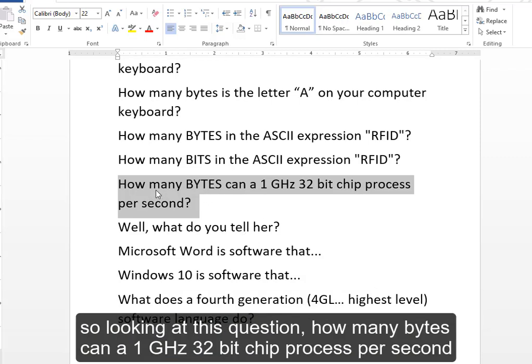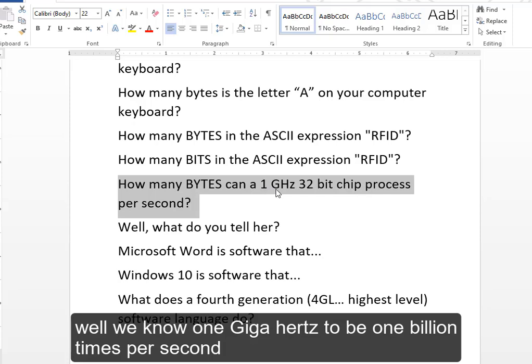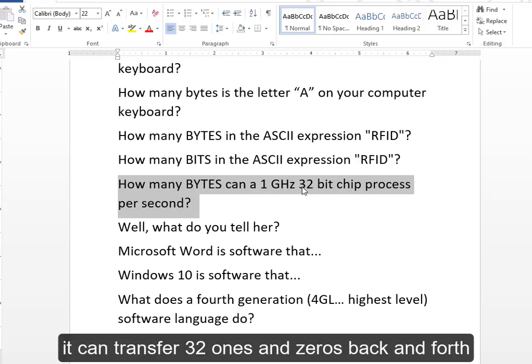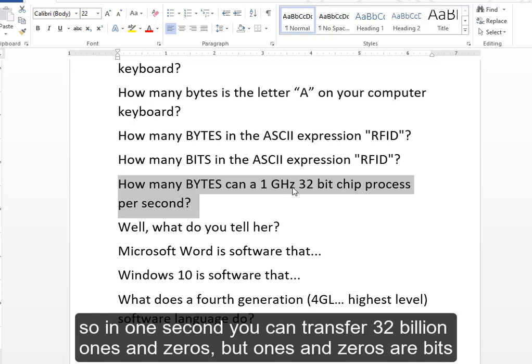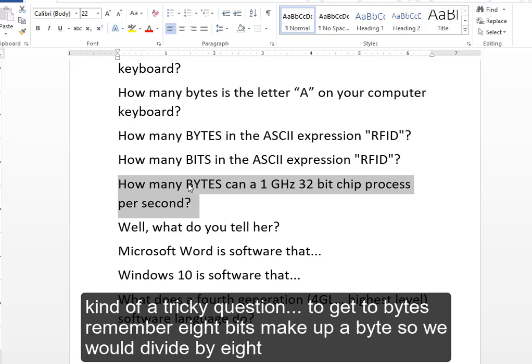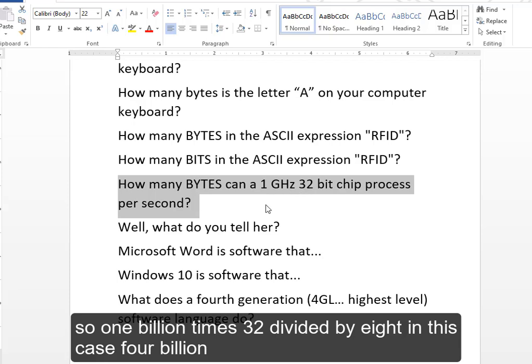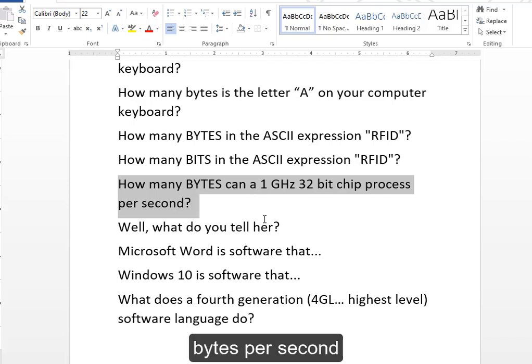So looking at this question, how many bytes can a 1 gigahertz 32-bit chip process per second? Well, we know 1 gigahertz would be 1 billion times per second. It can transfer 32 ones and zeros back and forth. So in 1 second, it can transfer 32 billion ones and zeros. But ones and zeros are bits. Kind of a tricky question. To get to bytes, remember, 8 bits make up a byte. So we would divide by 8. So 1 billion times 32 divided by 8. In this case, 4 billion bytes per second.